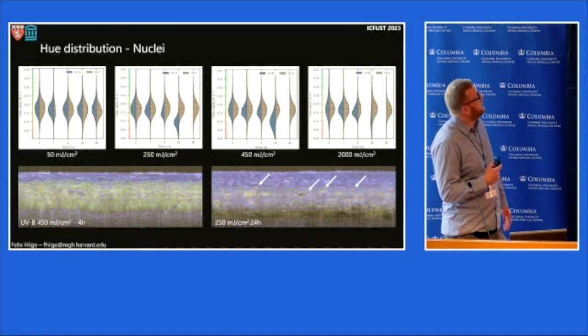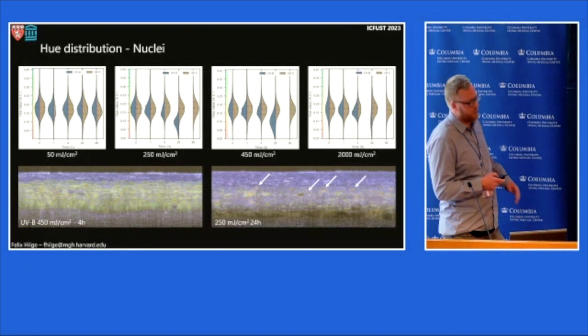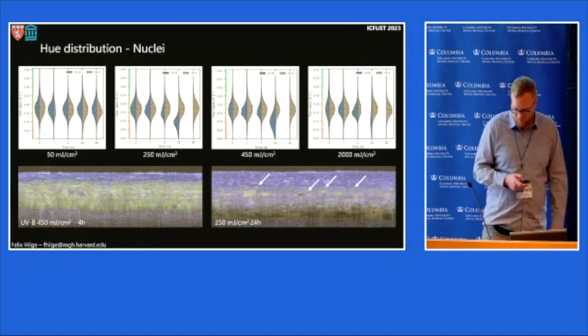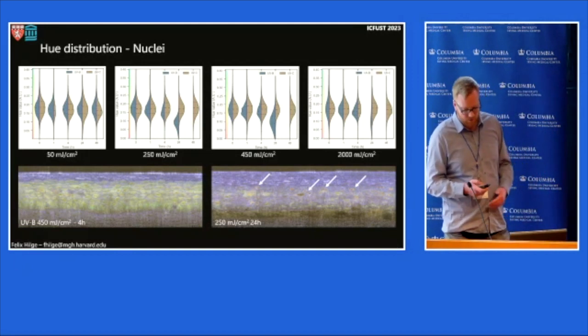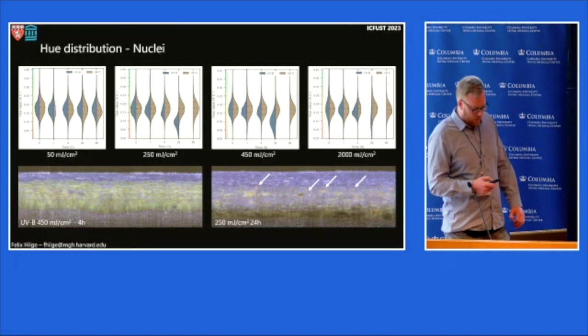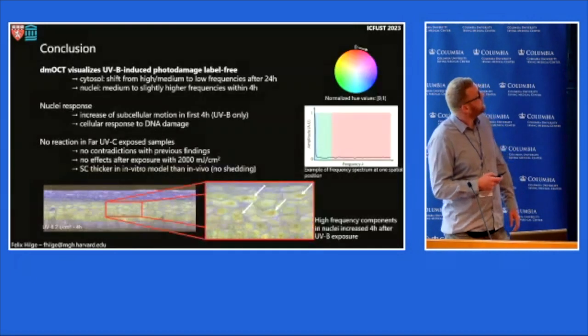But also most importantly, UVC. Here's a little artifact, but with UVC, the hue value distribution stays the same throughout the whole experiment. So there are no, or at least it looks like UVC doesn't induce any changes with our imaging technique in that in vitro model.